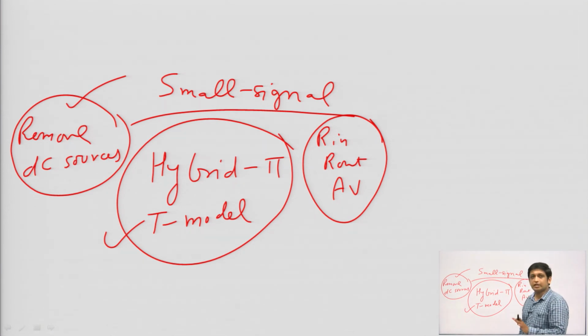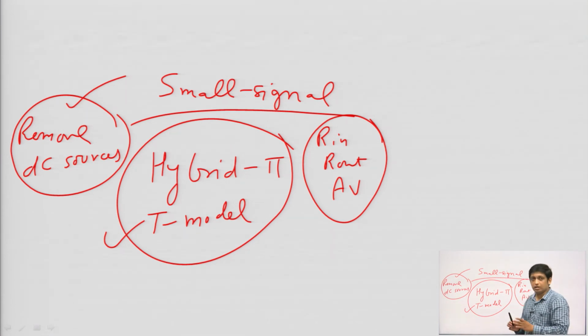And after removing the DC sources, redraw the circuit. When you redraw that circuit, you can redraw it in the form of hybrid pi or T, fine, just for convenience. If you draw these models and then calculate, it is easier to understand, but after practicing you can directly perform that small signal analysis on the circuit, directly you can perform that, fine.